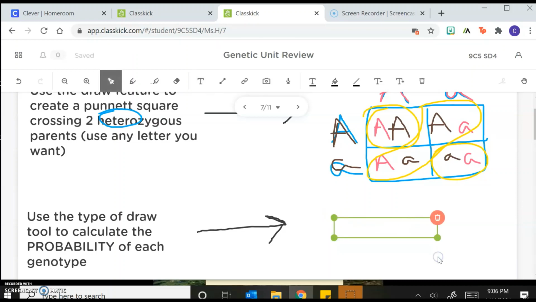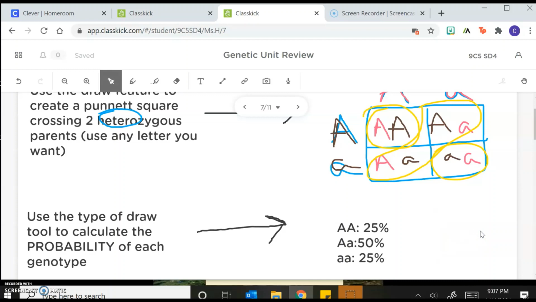So I know that my capital A capital A, which is a genotype, the coding for the letter, is in 1 box. That is worth 25%. I see the genotype capital A, lowercase a, in 2 boxes. That's worth 50%. And lastly, I see the genotype lowercase a lowercase a in 1 box, so that is 25% as well, and I am now done with this slide. Moving on.